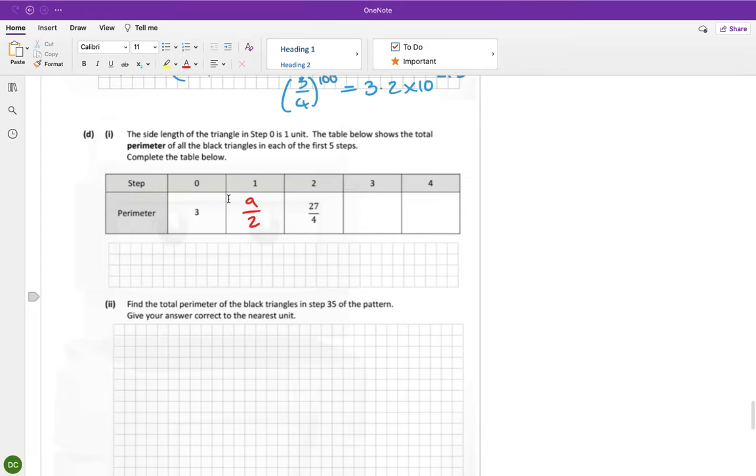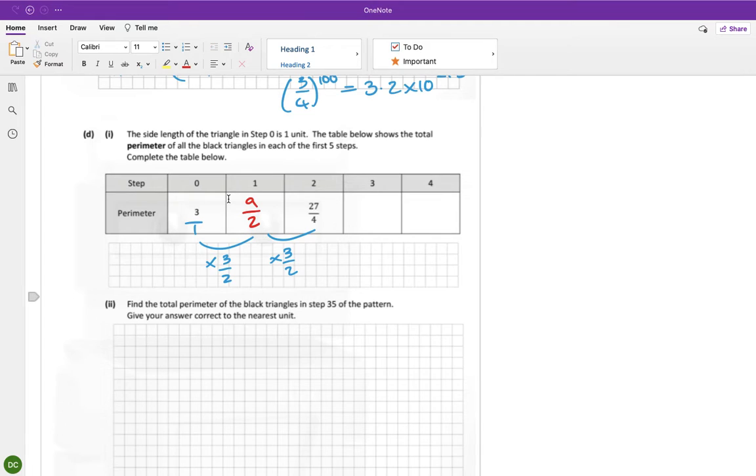So put in 9 over 2. The next one apparently is 27 over 4, which means we should be done counting and I should be able to figure out. So this is 3 over 1. So what's going on there? I'm multiplying by 3 over 2. Top line by 3, bottom line by 2.